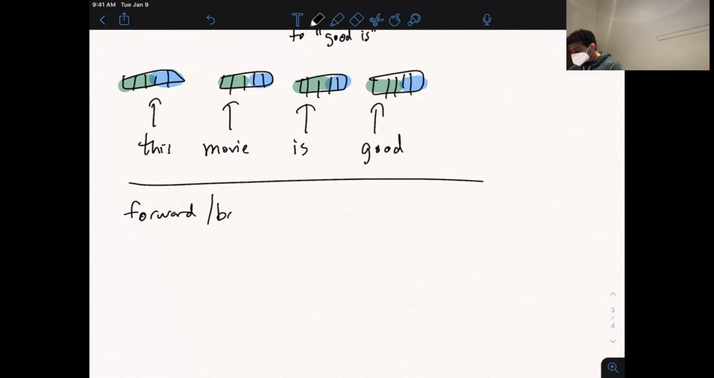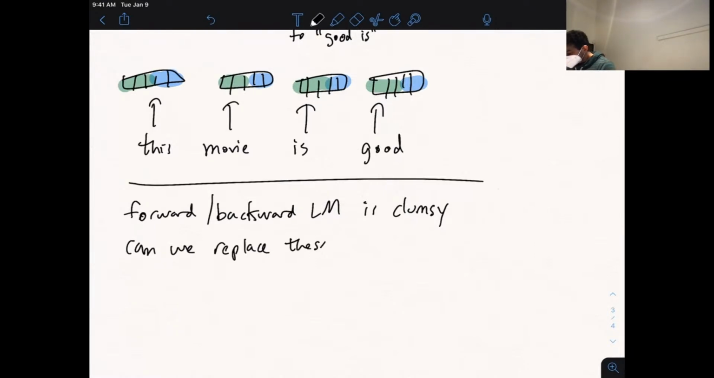The forward and backward LM is clumsy, especially since the backward LM is literally just a hack so that you can get full context. No one cares about this task. Can we replace these with a single model? As many of you have even brought up, why can't we just use an unmasked transformer as an encoder?